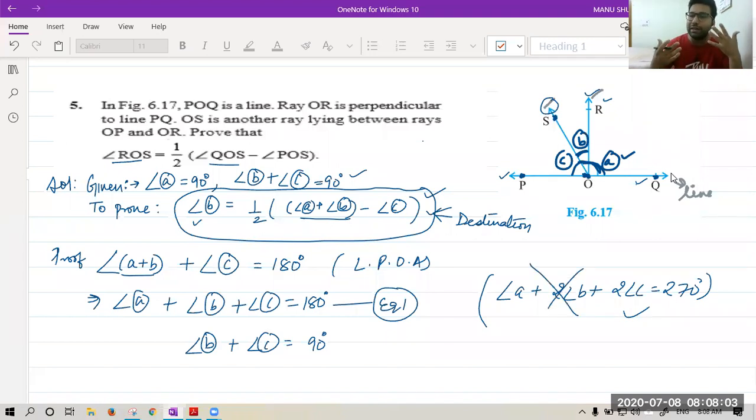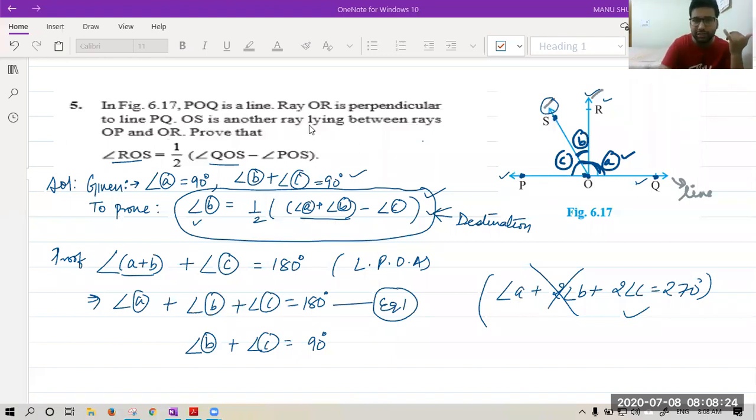Similarly, we have to understand where we are going. We have to see that in the to-prove statement we have no angle like 90 or 180. Please understand this. In the to-prove part, there is no such angle at all. This gives me the first hint that I have to proceed in such a way that I eliminate those angles.